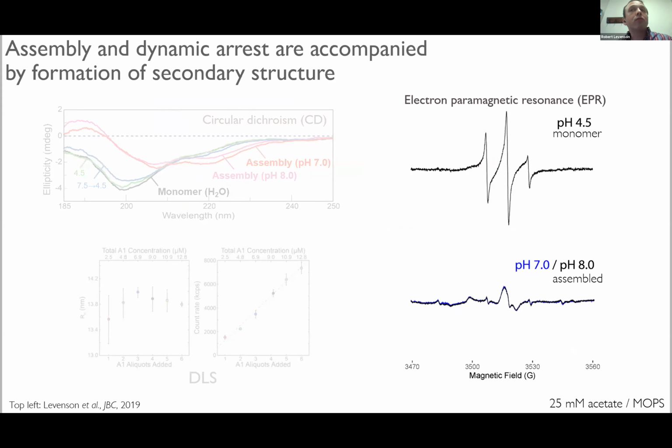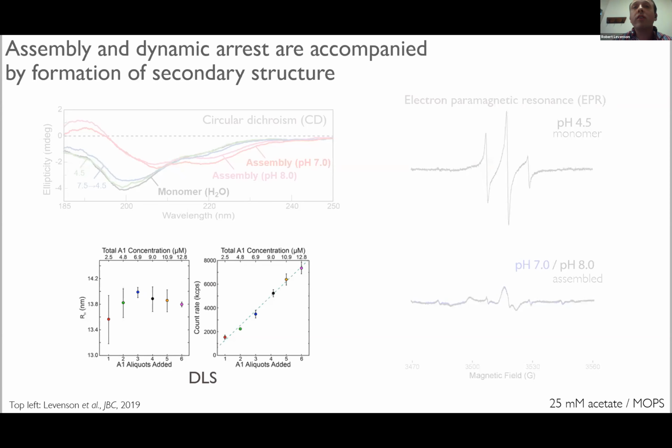Electron paramagnetic resonance shows that in the acidic monomeric state, the label is highly dynamic, whereas upon assembly through pH neutralization, dynamics are greatly decreased. The spectra is highly broadened. And so this is consistent with reflectin assembly progressing to a final assembly that is dynamically arrested. So there's very little dynamics of the monomers that have assembled together to form these larger spheres.